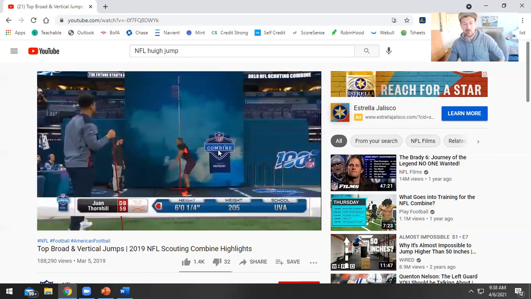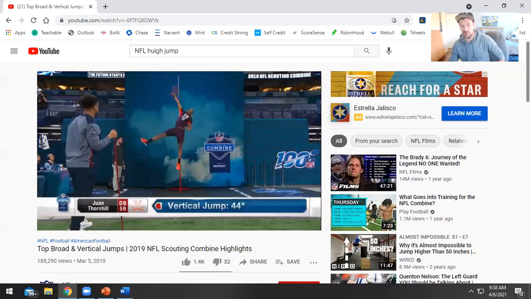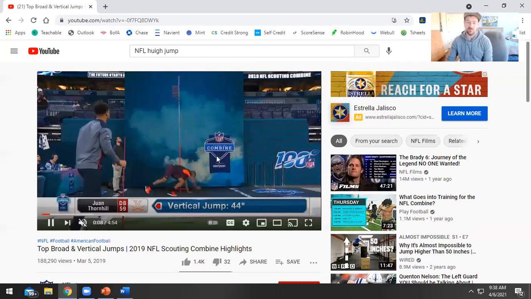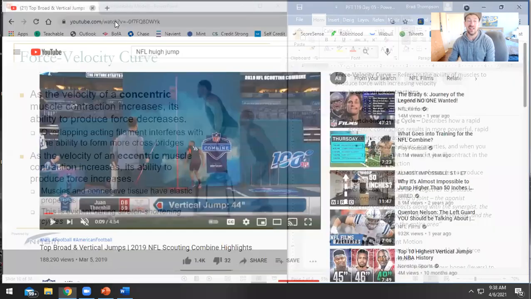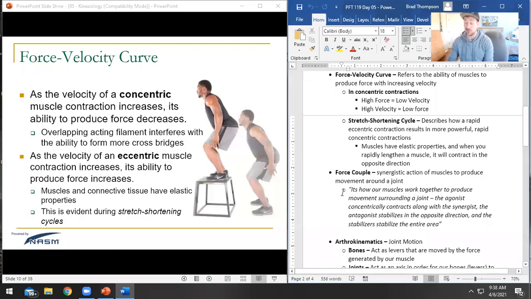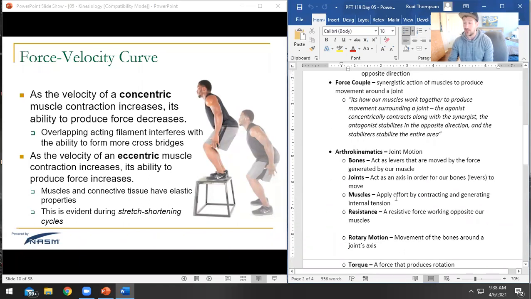So rapid eccentric lengthening, rapid concentric shortening, and you get a big jump. This is another mistake that a lot of people make when they're training for explosiveness. You'll see people trying to train to be explosive, and they'll focus on the concentric throwing part, but then they don't focus on the eccentric lengthening. That's a huge part of being explosive. You need to go fast in both directions if you want to jump for maximum velocity.